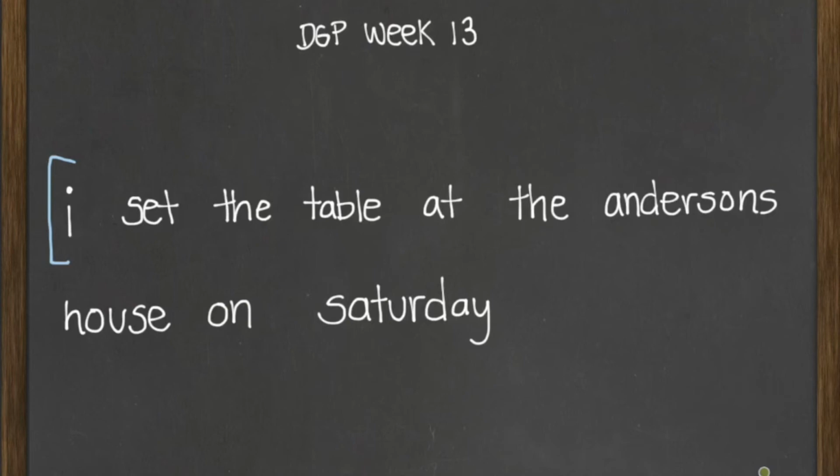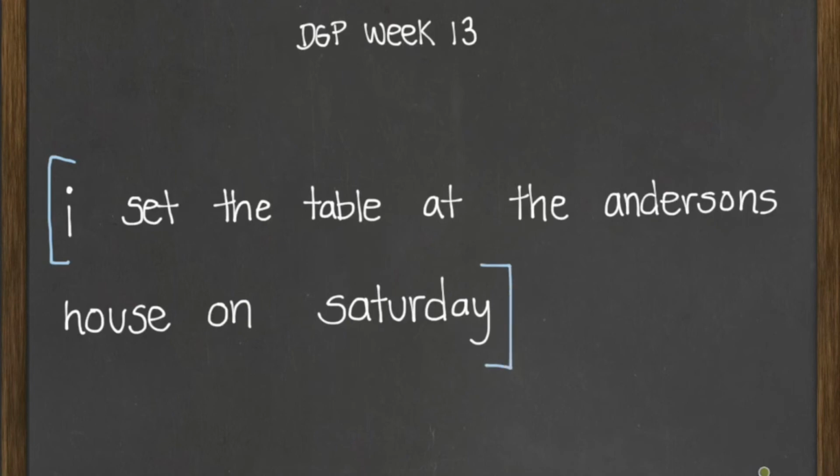I'm going to keep going until it makes sense. I set the table. Well, that would make sense, so I'm going to try it out. What's the problem with at the Andersons' house on Saturday? If you said that there's no subject and no verb over there, you are exactly correct. That's just 2 prepositional phrases. Prepositional phrases cannot be orphans. Therefore, we're going to have to go until the very end of our sentence.